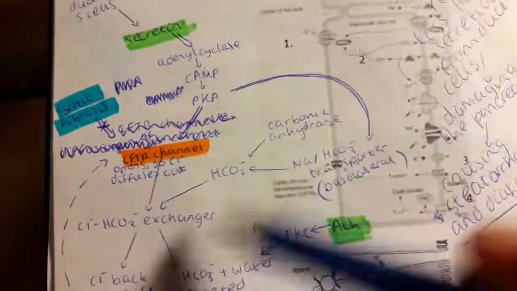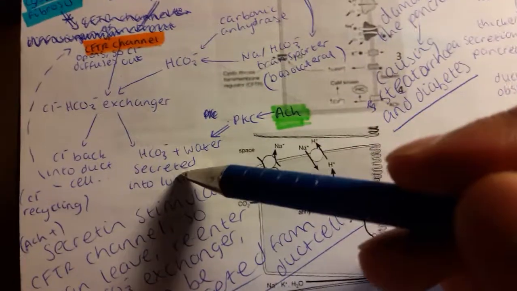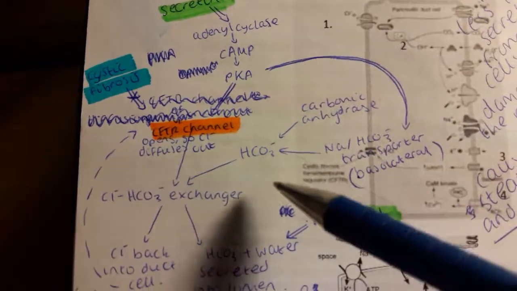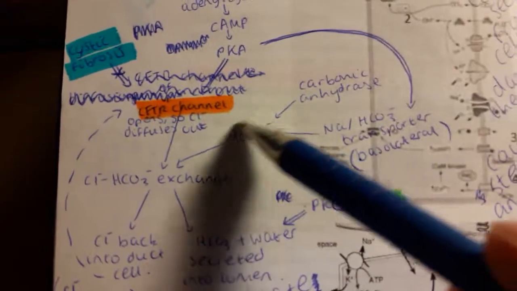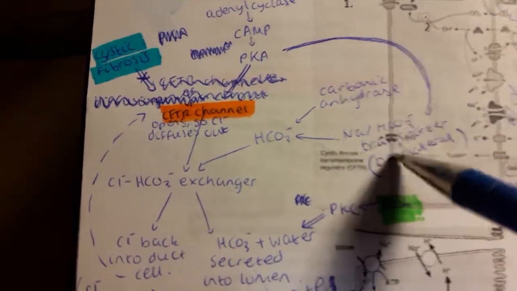So what's the effect of secretin on pancreatic duct cells? Well, it stimulates the secretion of bicarbonate in water into the lumen through two mechanisms. It stimulates the CFTR channel, the chloride channel, so chloride can diffuse out, and it stimulates the production of bicarbonate from the provision of bicarbonate from the sodium bicarbonate transporter.